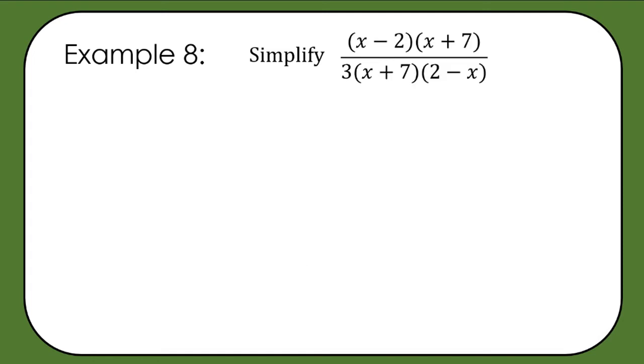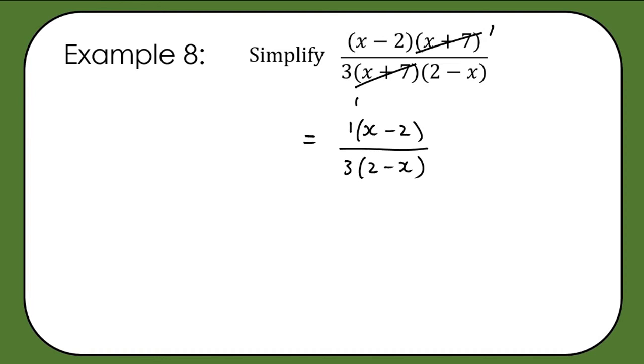Similar example here. So we've got everything already factorised for us here. We don't need to do that ourselves. There's no numbers in common, but x plus 7 is common, so we can divide both the top and the bottom by x plus 7. And then I might just simplify this now. So I've got 1 times x minus 2 over 3 times 2 minus x.